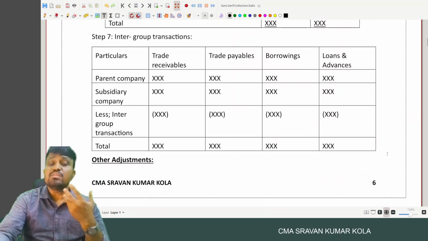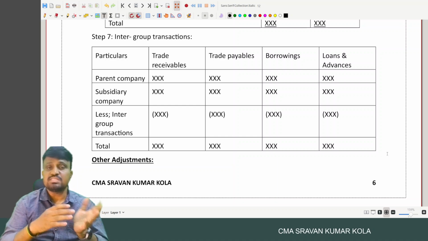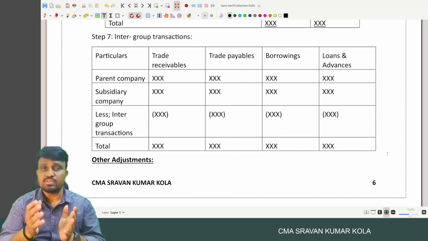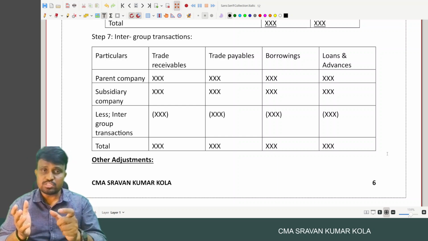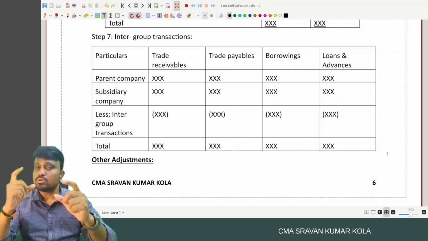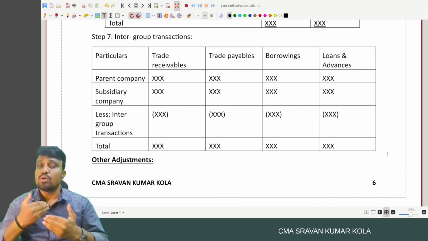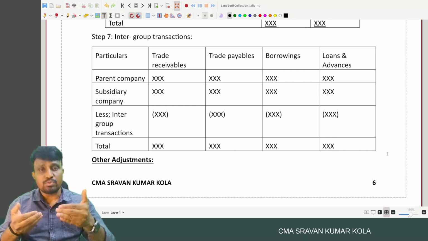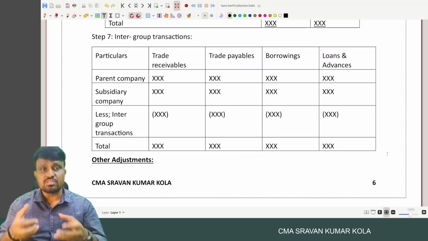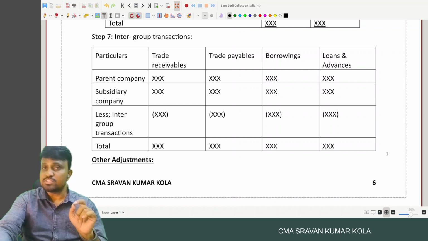And step 7, elimination of mutual transactions or mutual owings, if we have any intergroup transactions. If one company is selling goods to another company on credit basis, it becomes debtor to one company and creditor to another. We have to reduce it from total of trade receivables and total of trade payables. If one company is lending an amount to another company, it becomes borrowings to one company and loans and advances to the other. We have to reduce it from borrowings as well as from loans and advances. Any mutual transactions we have are required to be eliminated. These are the steps we have.